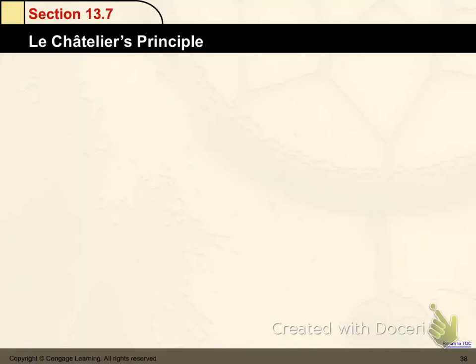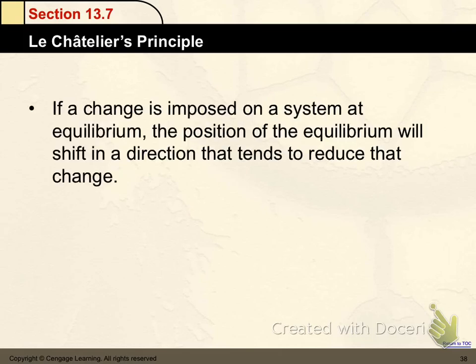All right, Le Chatelier's principle. We're going to now talk about how we can stress a particular chemical reaction so that we can shift the equilibrium where we want it. Chemistry is nothing if we cannot influence it, right? So this is going to explain exactly how we can influence chemical reactions to give us what it is we want. So here's what Le Chatelier's principle says. If a change is imposed on a system at equilibrium, the position of equilibrium will shift in a direction that tends to reduce that change.